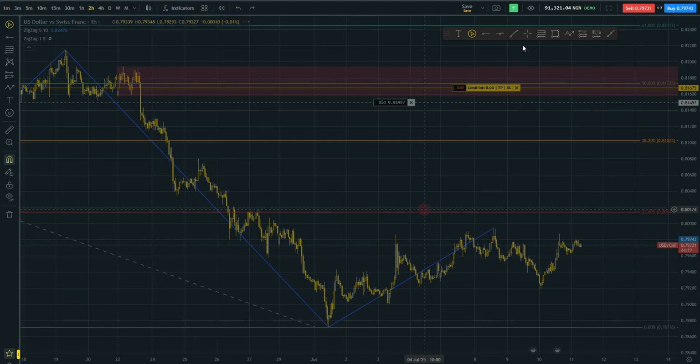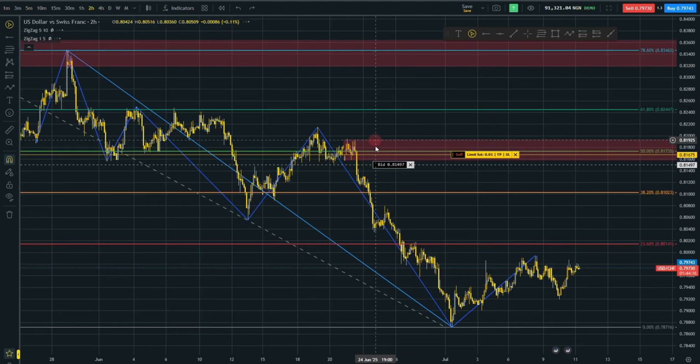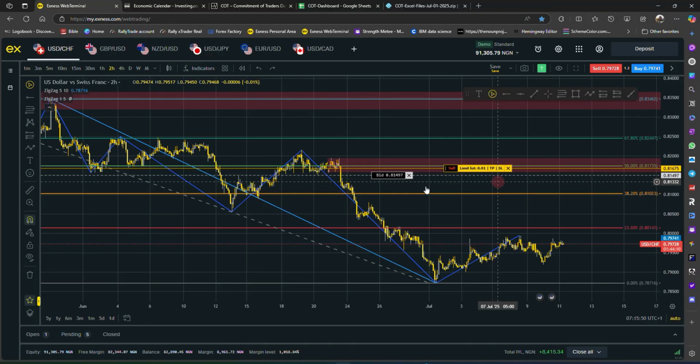But for now, there is no clear scenario except for this opportunity to short the markets way up here. So let's just watch and see how the market reacts to all of that.